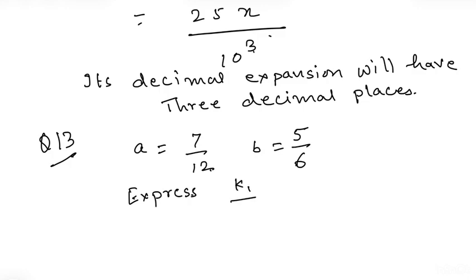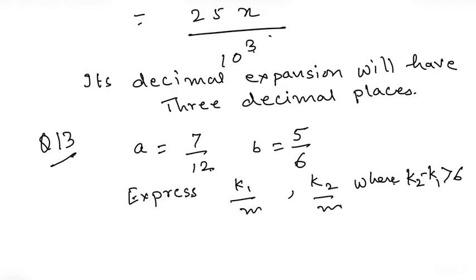k1 upon m, k2 upon m, where k2 minus k1 is greater than 6. He is saying make the denominators equal, but k2 minus k1 must be greater than 6. This is the question. So first, if I am making the denominators equal, 12 will be there.